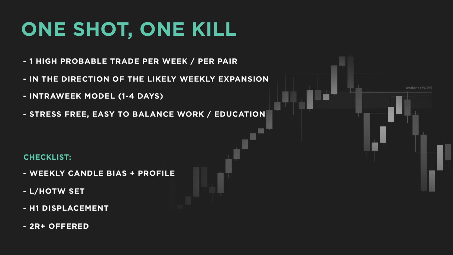So the whole point of the model is to hunt one high probable trade per week, usually per pair as well, right? And that's going to be in the direction of the likely weekly expansion. So if I have a bullish bias on the weekly candle, I'm going to be hunting one very high probable long setup for that week. So it is an intra-week model. We're looking to hold the trade between 1 and 4 days, and it's very stress-free, right?